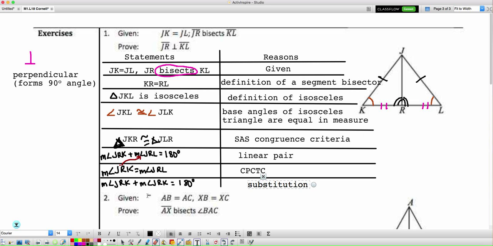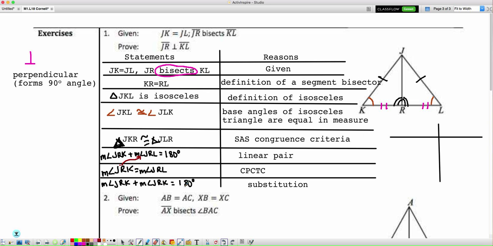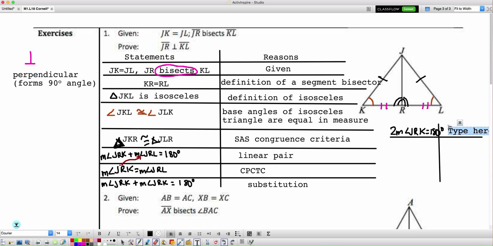Now you'll notice that I have two JRKs. I'm going to have to finish my proof over here in this space. So if I combine like terms, I could then say that I have two measures of JRK that equal 180. And my reason is combine like terms.